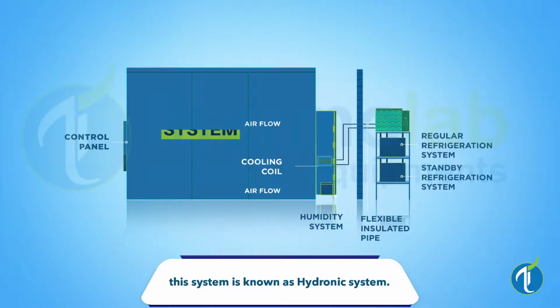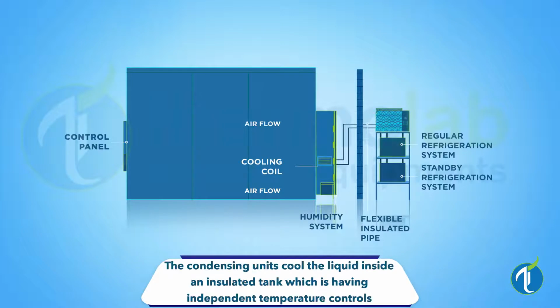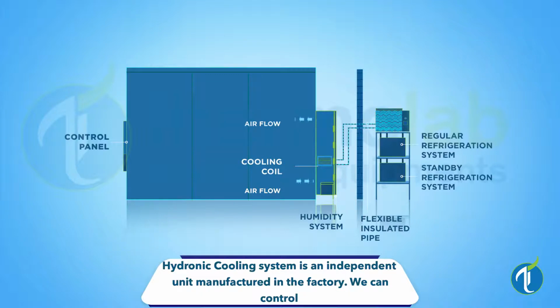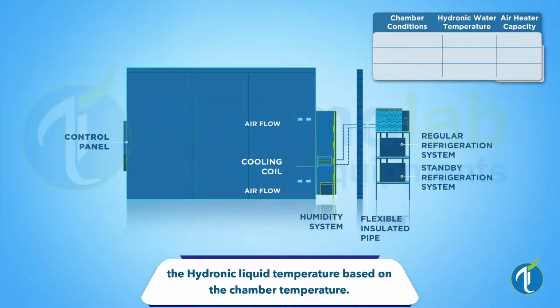This is an insulated refrigerator system. This is a regular compressor. This is the standby compressor. The cooling coil of both the regular and standby compressors is inside an insulated tank which is filled with water, with a temperature controller attached to it. This is an independent unit manufactured in the factory. We can control the water temperature based on the chamber temperature. We can circulate this water in the cooling coil and bring it back to the tank. There is a regular and standby pump available.